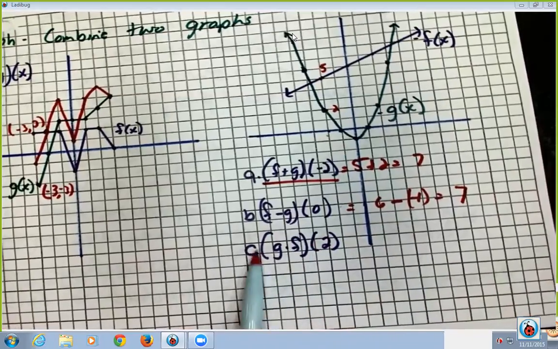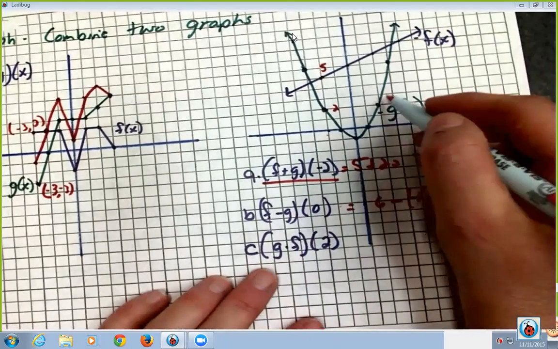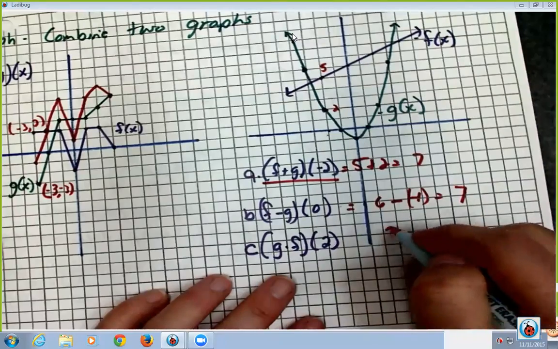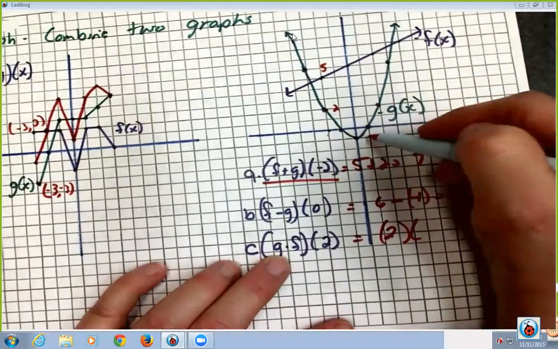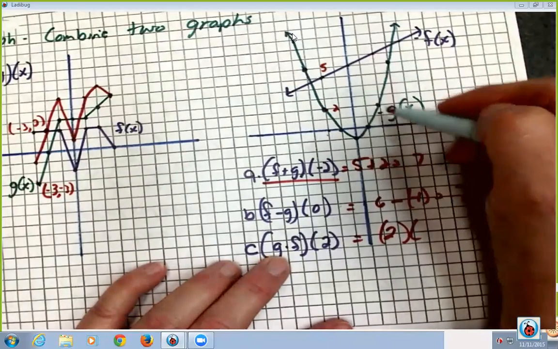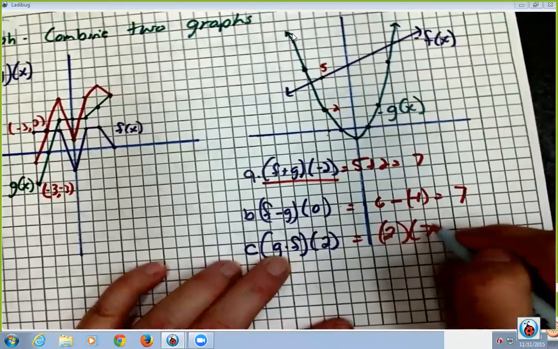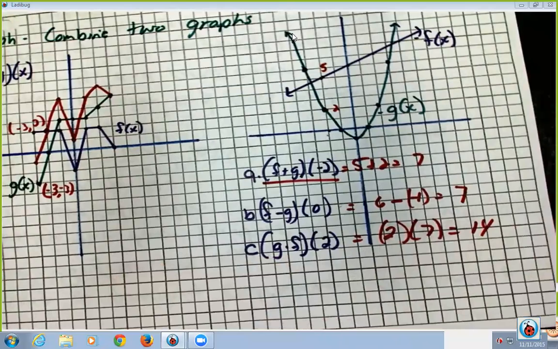So this one here, G times F: G at 2 is up at 2, times F at 2, and F at 2 is at 1, 2, 3, 4, 5, 6, 7. So my answer becomes 14. Okay? What do you think? Not too bad. It's just locating where these points are.